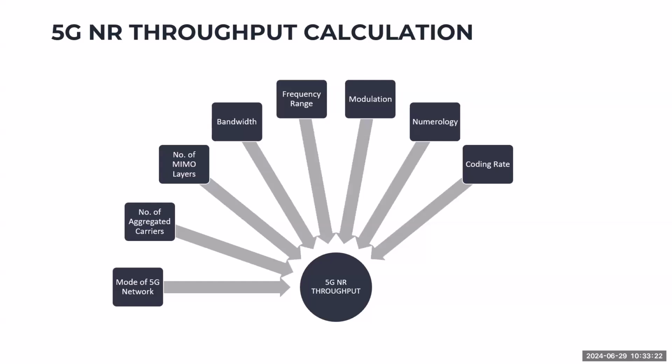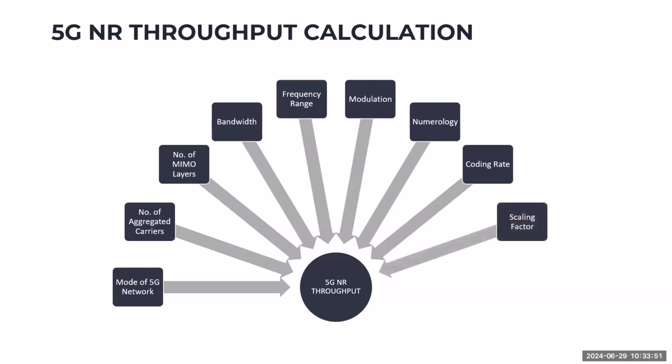So the coding rate is important. What is the maximum coding rate that can be given? The maximum is 948 over 1024, which is equivalent to 92.5% of the transmitted number of bits. That is the only possible number of bits that the subscriber can use. And the remaining 7% is for redundancy and protection. Okay? So that is the coding rate.